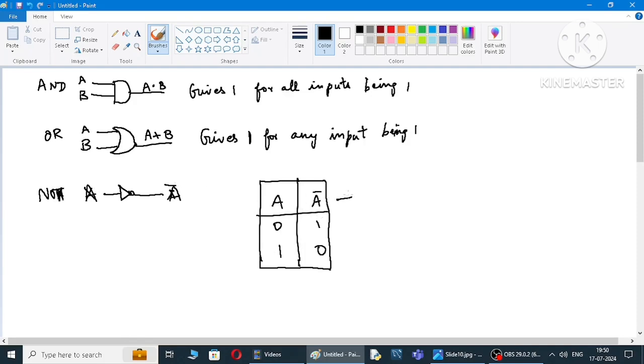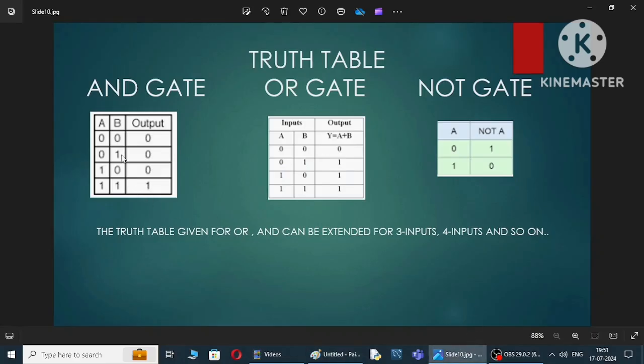So this is the truth table for the NOT gate. The NOT gate is called the complementation. What do you mean by complement? The opposite of the input. Given input is 0, output is 1. Given input is 1, output is 0. So these are the basic input combinations, and I have given the truth table for the AND gate, OR gate, NOT gate.